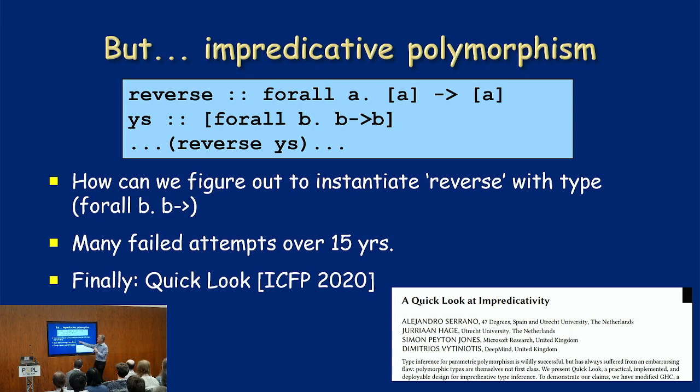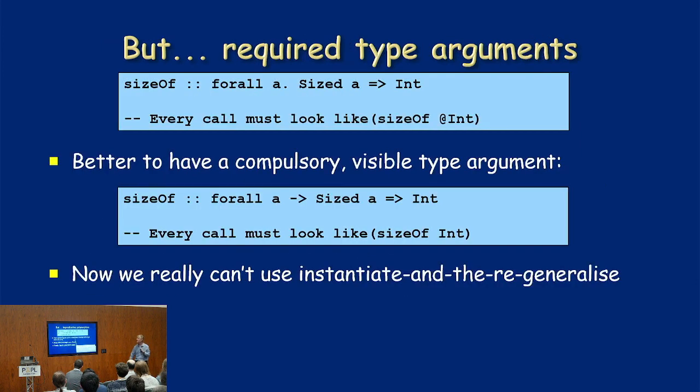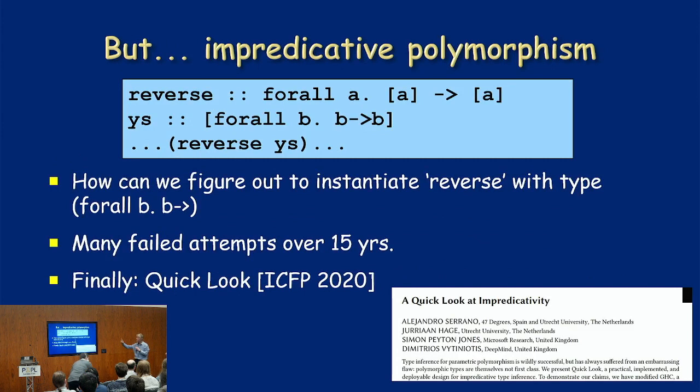Well, the way that Quick Look works is it takes a look at this thing, and you think, well, reverse applied to ys. ys has type list of for all B, B arrow B. Guys, it's so obvious. The only thing we can instantiate A with is this. Right? If it's obvious to us, it ought to be obvious to a compiler. And the idea of this whole paper is to formalize what it means to be obvious, to catch the obvious cases. So you could go read that paper. But that was the third reason. But it required us to know this sort of known type, reverse, at the front to figure out the instantiation.